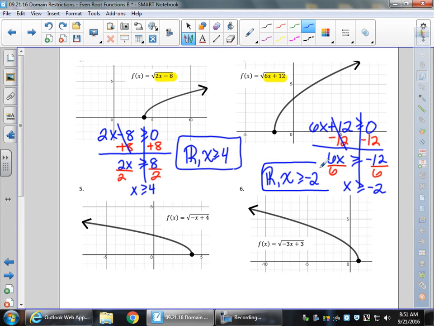What's looking a little different about number 5 and 6? Well, yeah. So something must happen in your solving that's going to affect the direction of the graph. Go ahead for number 5 and 6. Pay attention.